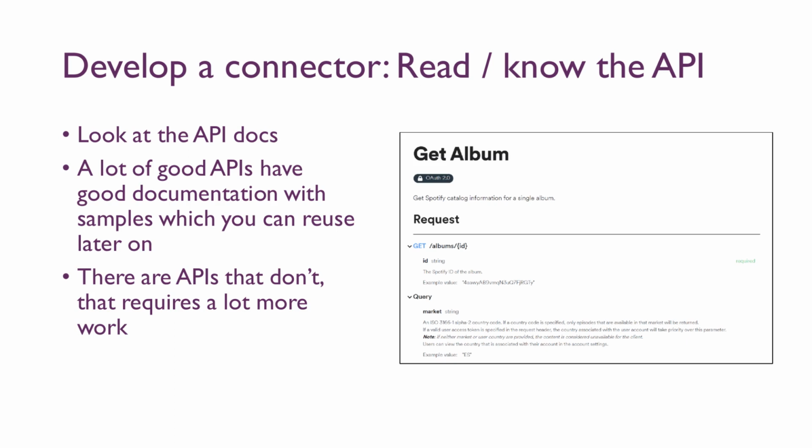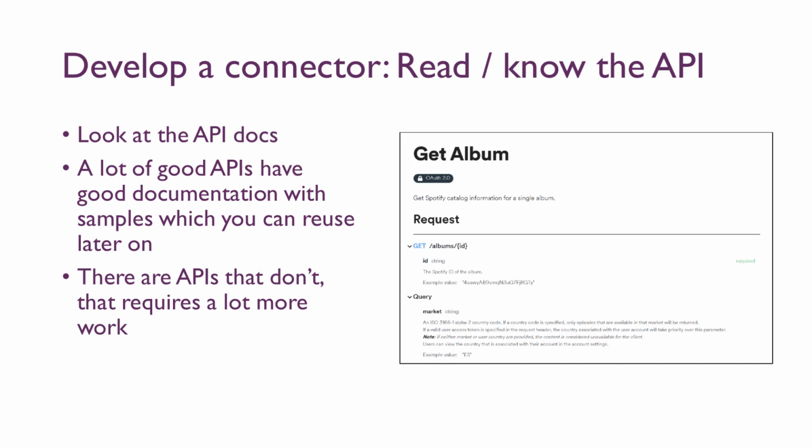So for the first step, look at the API docs. You really need to search for them. A lot of good APIs have good documentation. At the right side, you can see the Spotify API, for instance. They have a really extensive documentation portal where you can find all things about all the objects that come back from the API, all the queries that you need to send to the API, etc. There's a bunch of things in there. They have all kinds of sample values. So that's really nice. And the best APIs have that documentation available.